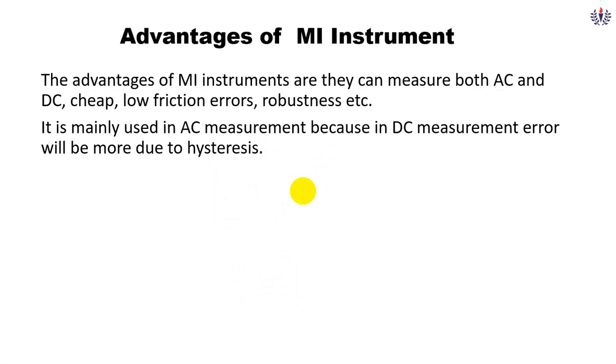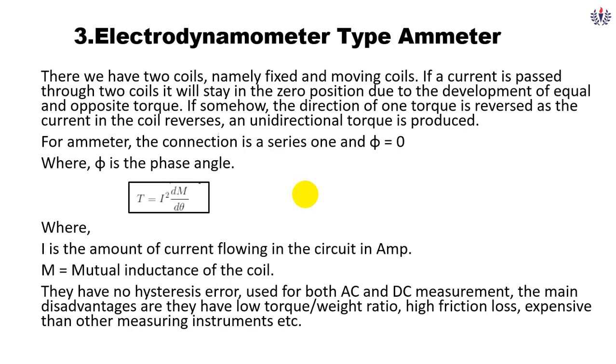It is very cheap because no copper coils or permanent magnet are used, and it has low frictional errors. It is known for its robustness, and it is mainly used for AC measurement rather than DC measurement in order to avoid the errors due to hysteresis. So this is about the moving iron instrument.